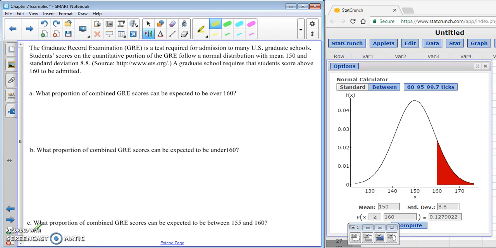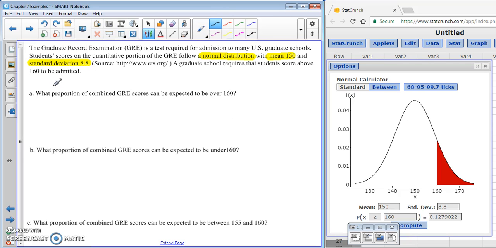The Graduate Record Examination, also known as the GRE, is a test required for admission to many U.S. graduate schools. Student scores on the quantitative portion of the GRE follow a normal distribution with mean 150 and standard deviation 8.8. A graduate school requires a student score above 160 to be admitted.